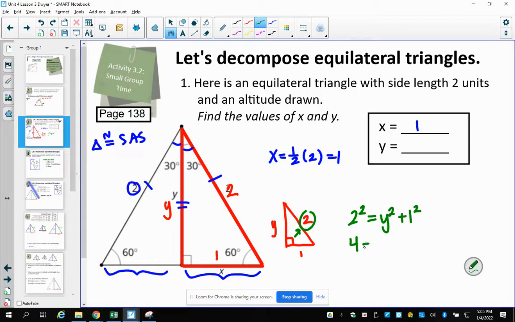2 squared is 4. 1 squared is 1. So we would need to subtract 1 from both sides to get y squared by itself. Then to get rid of this squared, we would square root both sides. So then we're going to get the square root of 3 equals y. And then you could certainly put that in your calculator and get that that decimal is about 1.73.